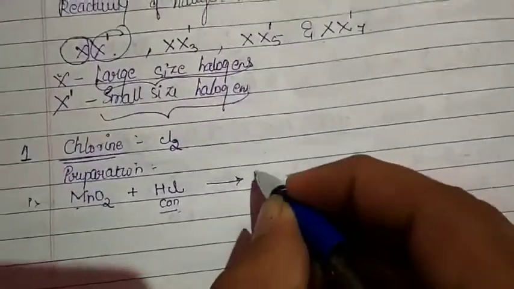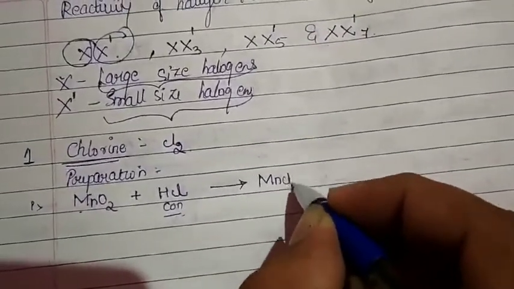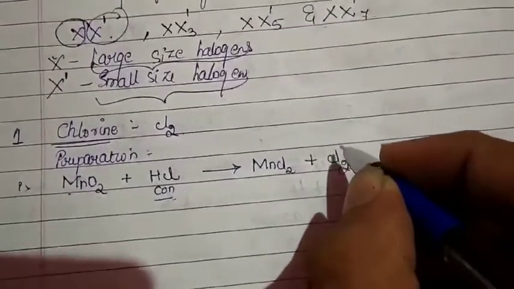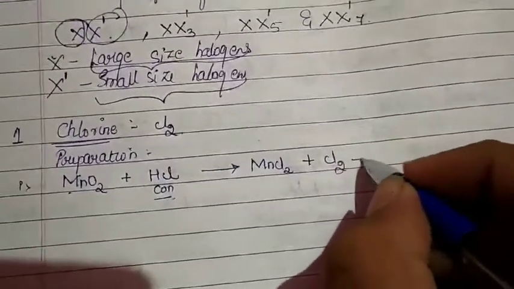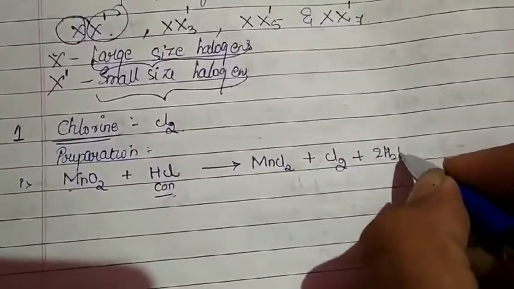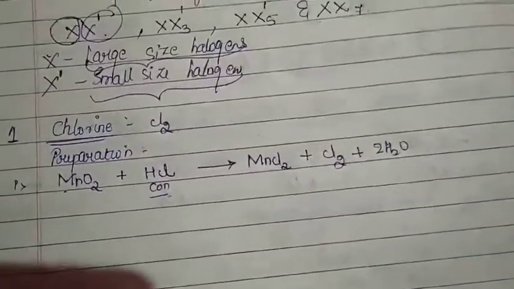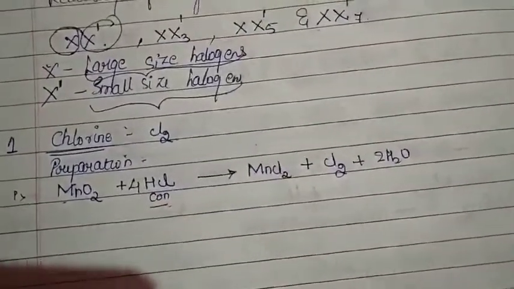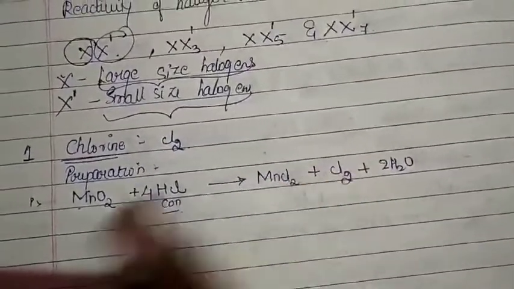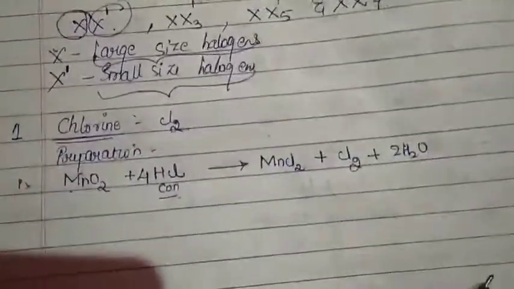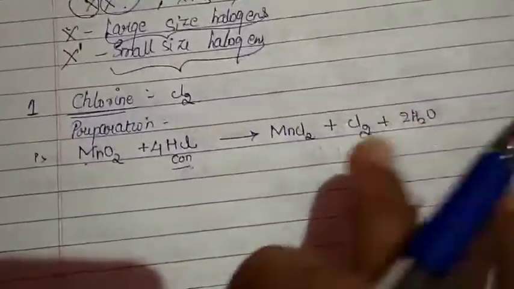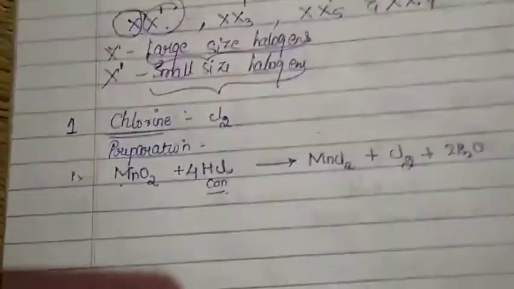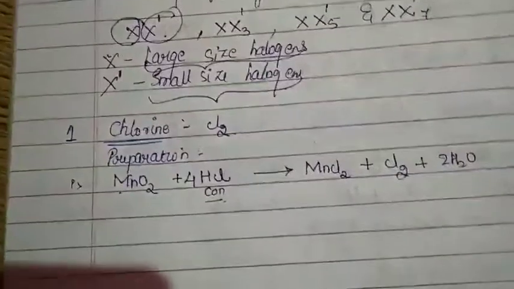So we are going to get manganese dichloride. Along with that, of course, the main product which we require, chlorine gas, is liberated, along with water. In case I want to balance this, here comes 4 HCl, 2 and 2. Chlorine is balanced, Mn is also balanced, oxygen is also balanced. So basically by treating manganese dioxide with concentrated HCl, one can easily prepare chlorine.